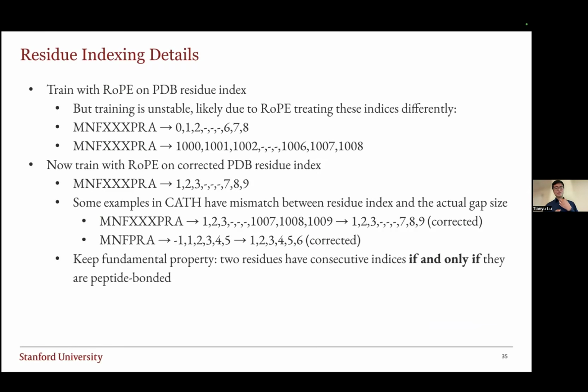So one of the tricks is to keep this fundamental property where 2 residues have consecutive indices if and only if they are peptide bonded. By keeping this property, you can train models much more stably. Small comment, but this has been fixed in mmCIF files. Yes, you're correct. Deprecated format. Don't use PDB. If you use BioPython, you load in the residue index. If you load in the label seq ID from the CIF files, you don't encounter any of these nightmarish issues.